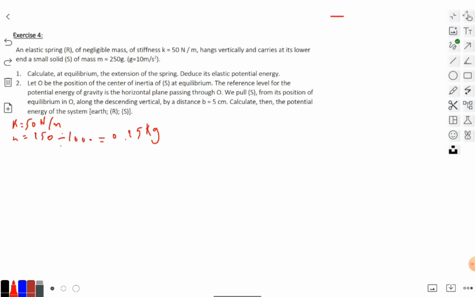This is the spring without mass, and this is the spring with a mass M of object S. This is the free length L0, and this is the final length L, and this is the elongation X.